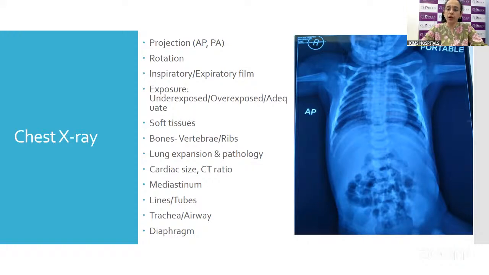And also we should comment about the mediastinum, and any lines and tubes which are seen on the X-ray, and the airway, trachea, and sometimes the bronchi are also seen, and also the alignment of the diaphragm. So these are the common things which we can comment on whenever we are looking at the X-ray.